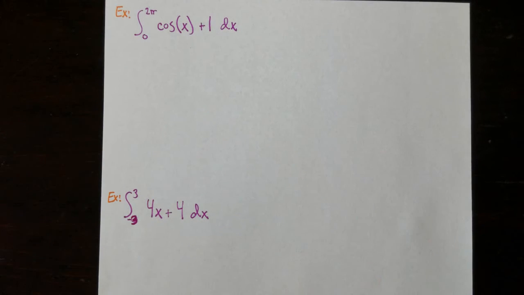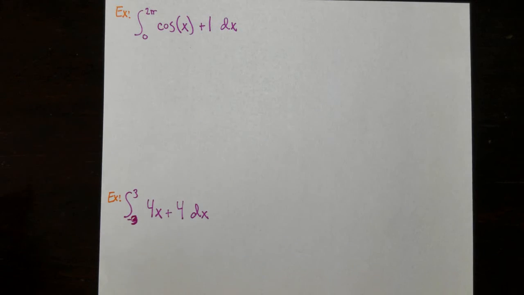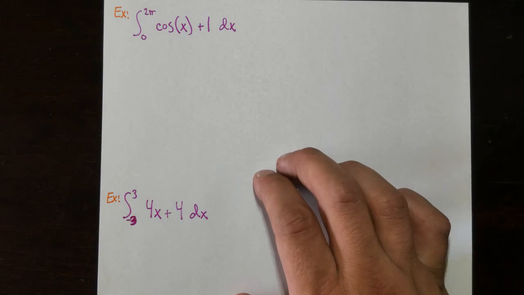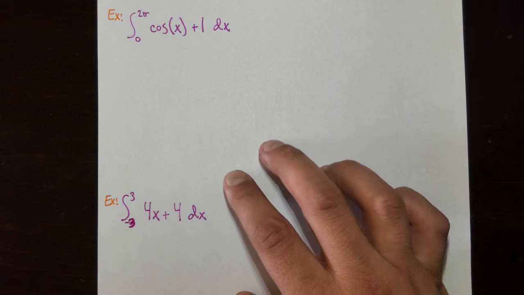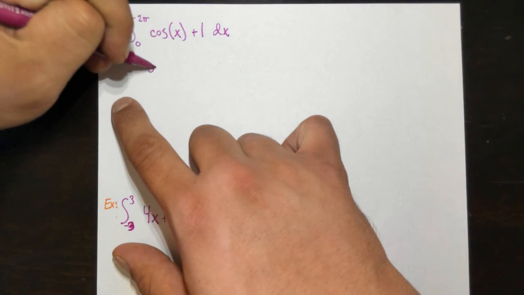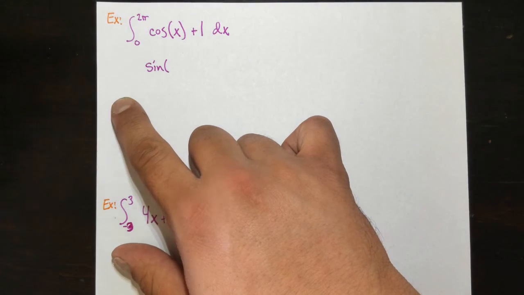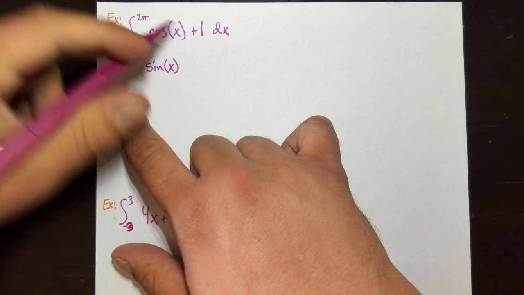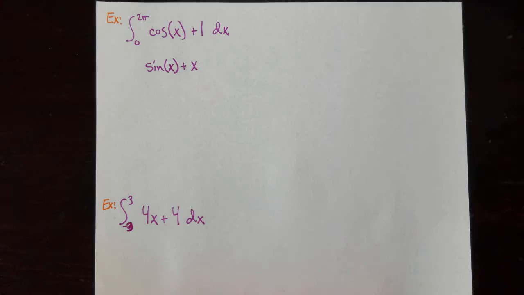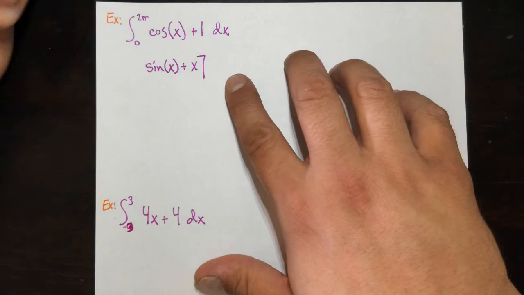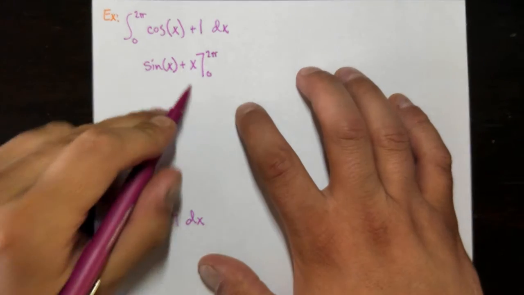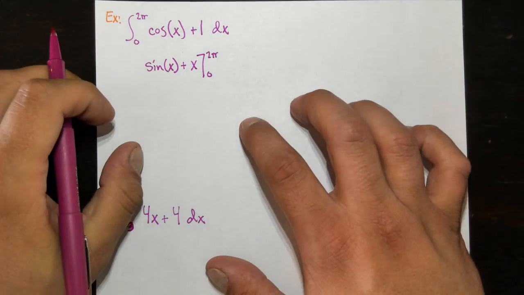Let's move on here. So here we have an integral from 0 to 2 pi of cosine x plus 1 dx. So let's go ahead and integrate it. Well, the antiderivative of cosine of x is sine of x. Remember, the derivative of sine of x is cosine of x. And then this plus 1 is just going to be a 1x, right? You just add an x to it. And then we're going from 0 to 2 pi. So we just integrated it. Now we're going to evaluate it.